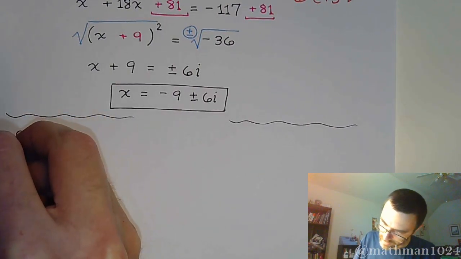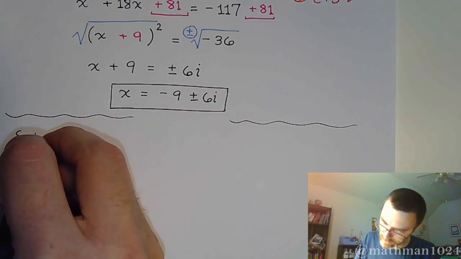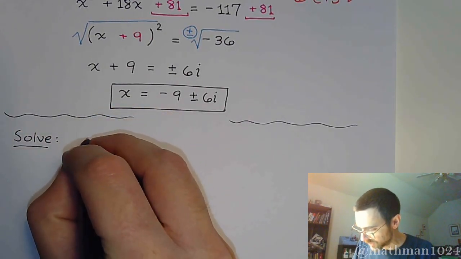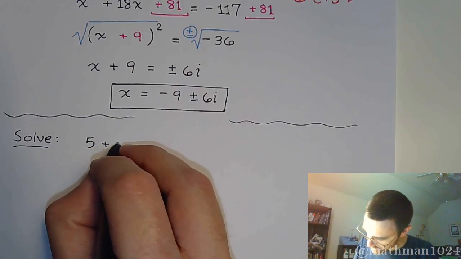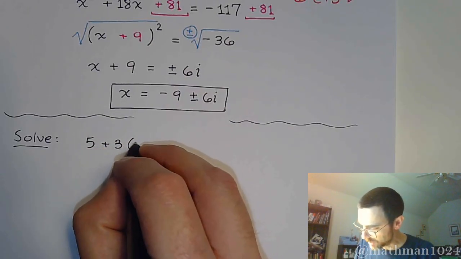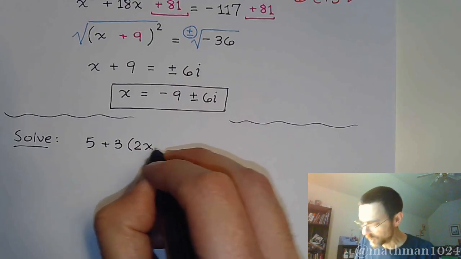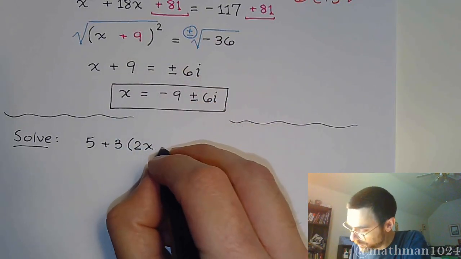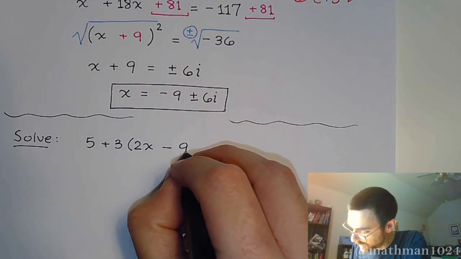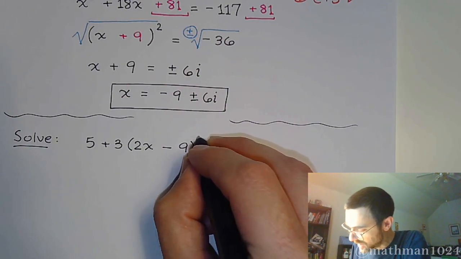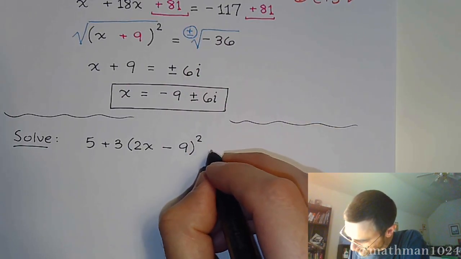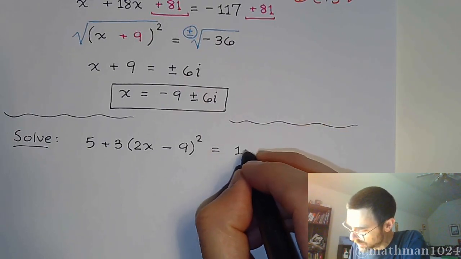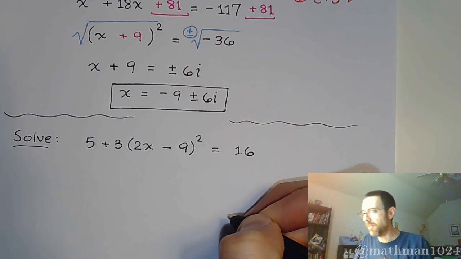All right, last problem. All right, so 5 plus 3 times the quantity 2x minus 9, quantity squared, is equal to 16.